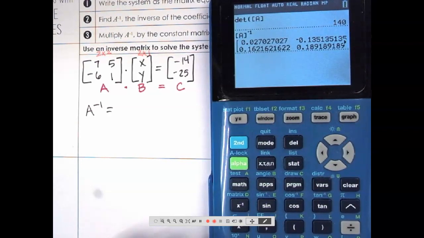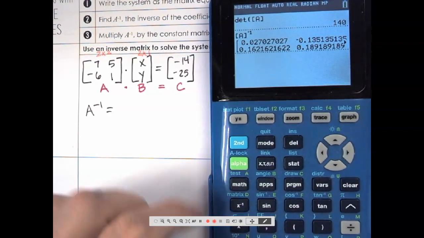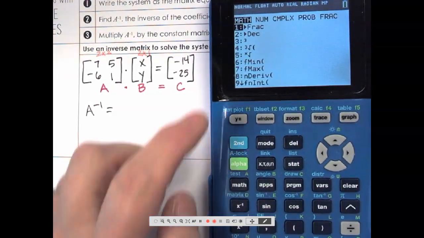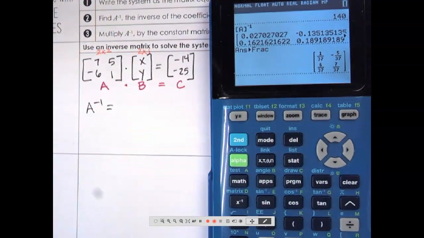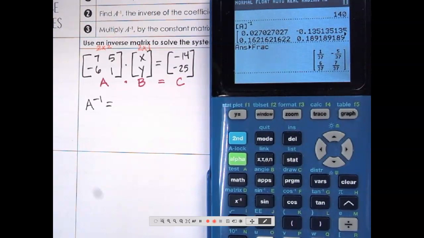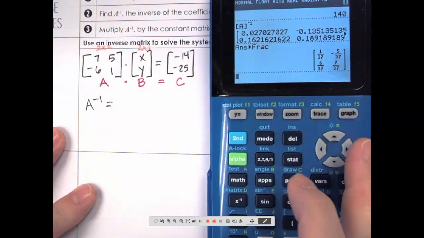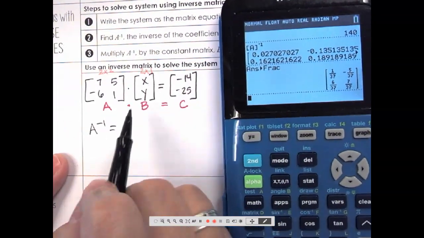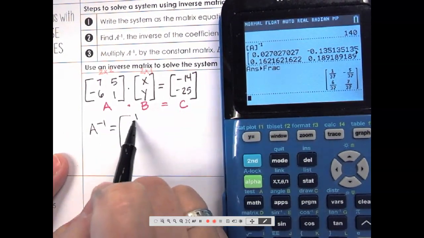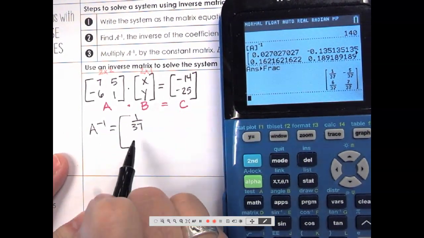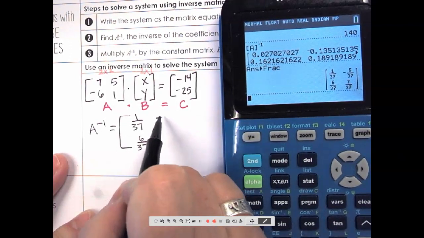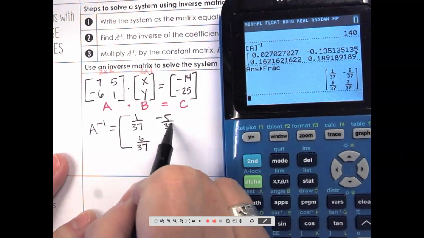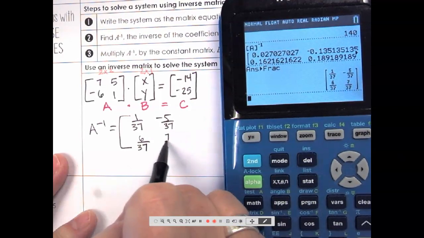Now, if I get decimals, which I did, those are messy decimals, so I'm going to go to math, fraction, enter, and then it turns it into some fractions for me. Okay? All right, so let's write this down. A inverse is 1 over 37, beautiful fractions here, 6 over 37, -5 over 37, and 7 over 37.